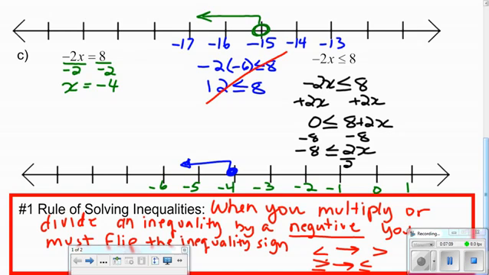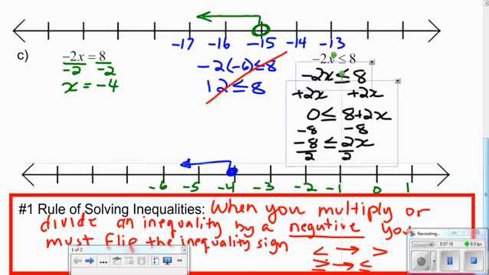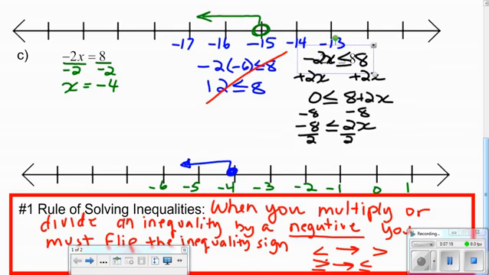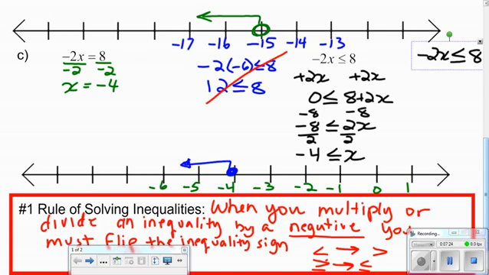Now I can divide by 2. It's a positive. So we get -4 is less than or equal to x. So that means that x has to be greater than -4. So actually our arrow is going the other way. Okay? So that's one way that we can do it. We can actually move x to the other side of the inequality.